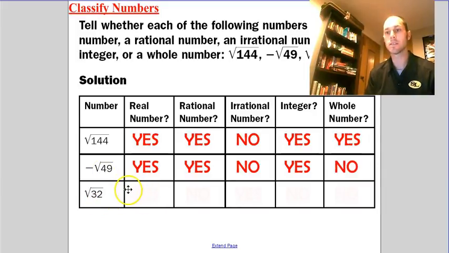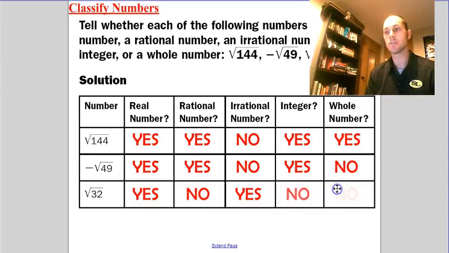Square root of 32. Is it a real number? Yes. Rational? Well, if you remember, it's not one of those perfect squares. So if we take the square root, it's going to give us a decimal that repeats without a set pattern, which will mean this is going to be an irrational number. And if it's irrational, it can't be an integer or a whole number.